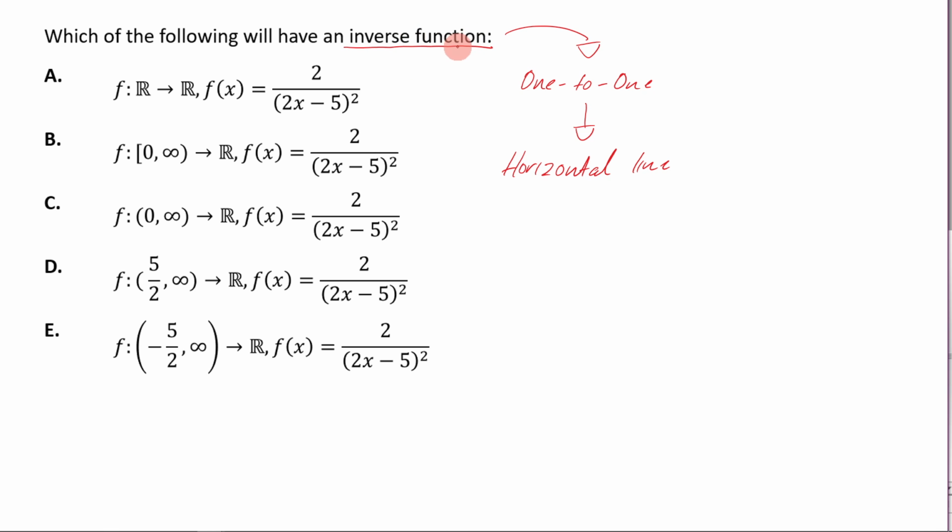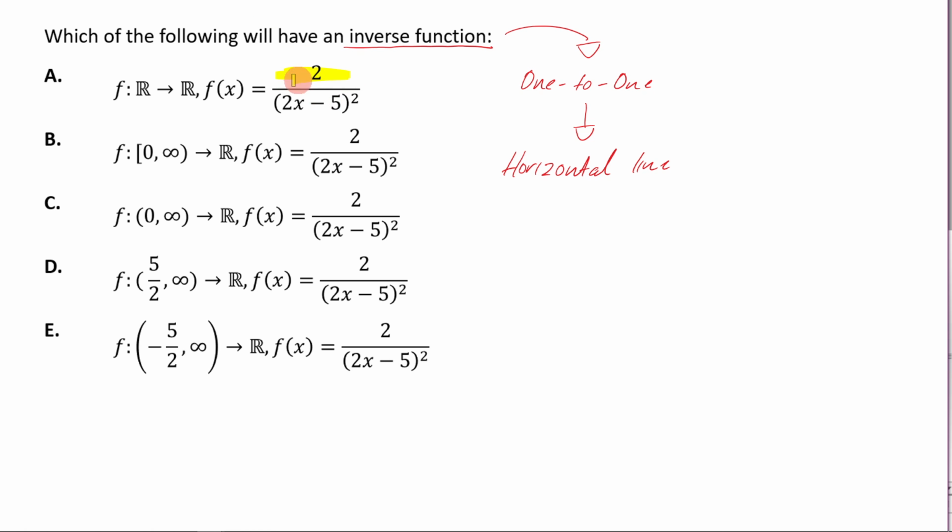Well, we know that an inverse function only exists when an original function is 1-to-1, and a 1-to-1 function can be tested for by using the horizontal line test. So that's the thinking that's going on here. We then need to look at our multiple choice options and see what they have in common and how they are different from each other.